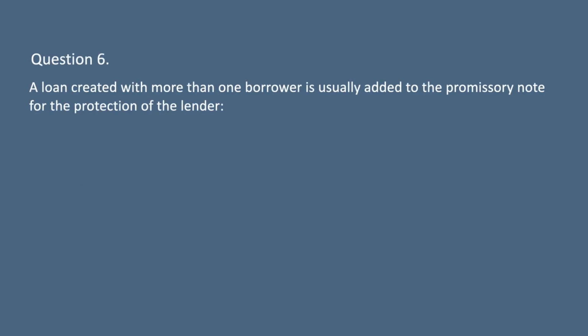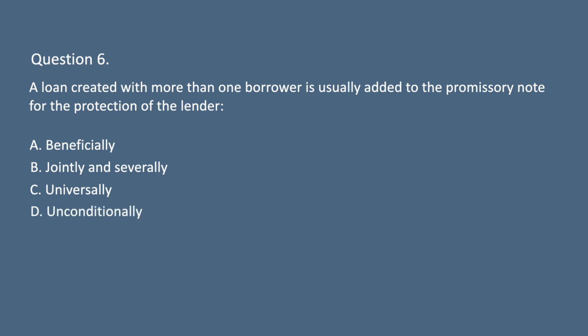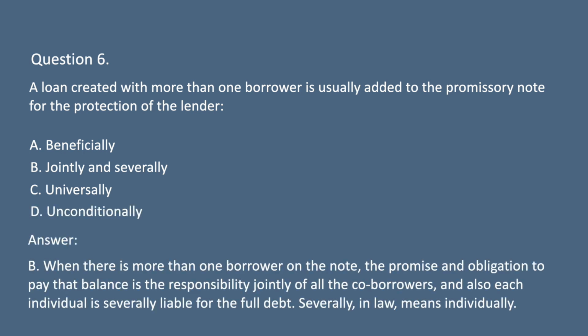Question 6. A loan created with more than one borrower is usually added to the promissory note for the protection of the lender. A. Beneficially. B. Jointly and severally. C. Universally. D. Unconditionally. Answer. B.